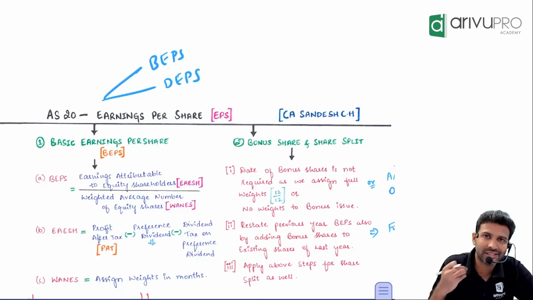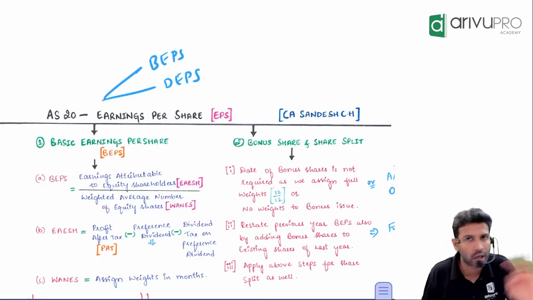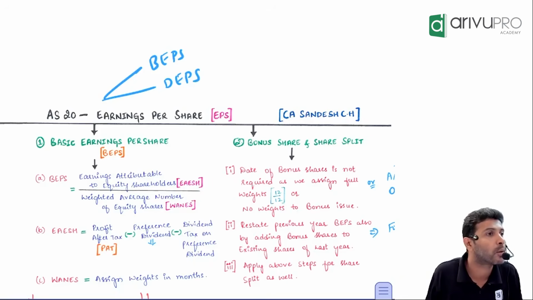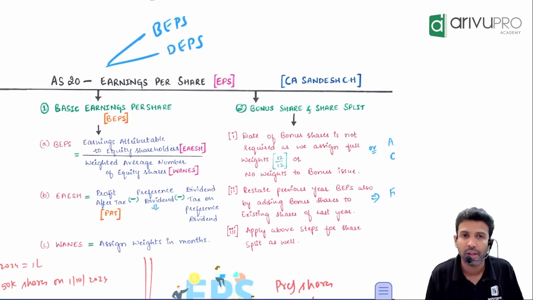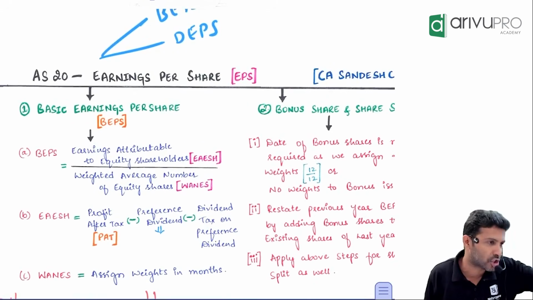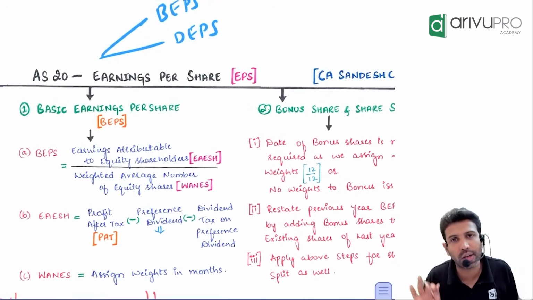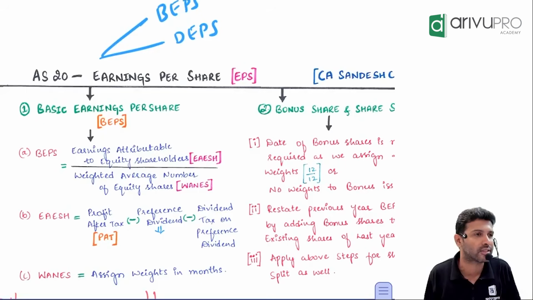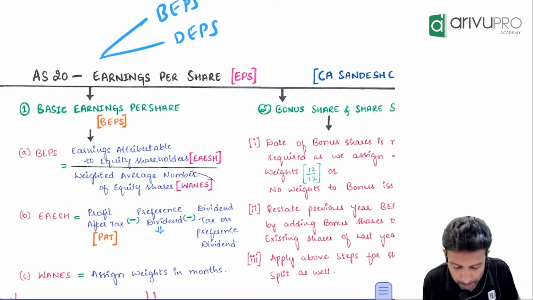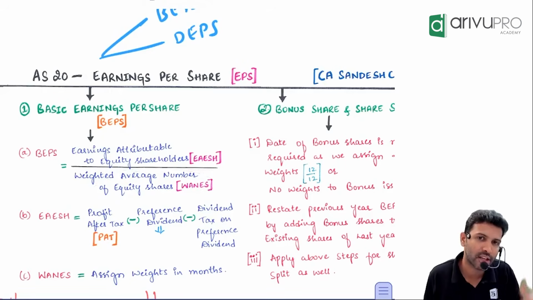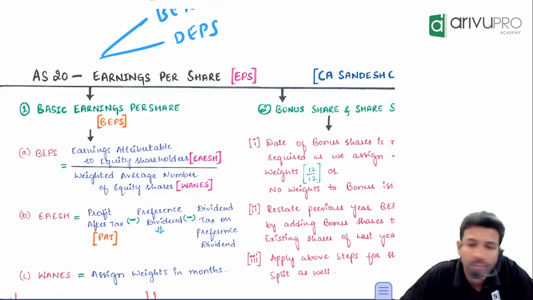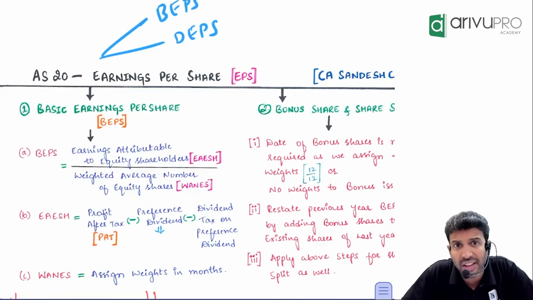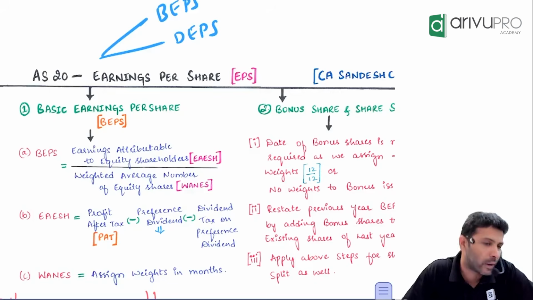But here, basic EPS is given by the formula: earnings available, or earnings attributable, to equity shareholders, which we'll call EAES. The numerator is not earnings, it is EAES. The denominator is not total number of equity shares, it is weighted average number of equity shares. EAES upon weights gives you basic EPS.